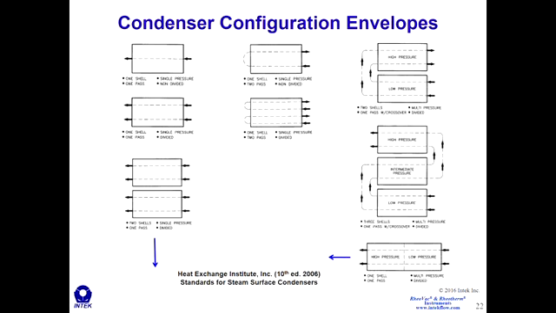Now there's another aspect to condenser configuration. It's kind of what I call the envelope of the condenser. The condenser can have one pass of cooling water straight through it, in and out. It can have a two-pass cooling water flow path, where the water comes in, turns around, and goes back through warmer. You can also have multiple shells on a condenser.